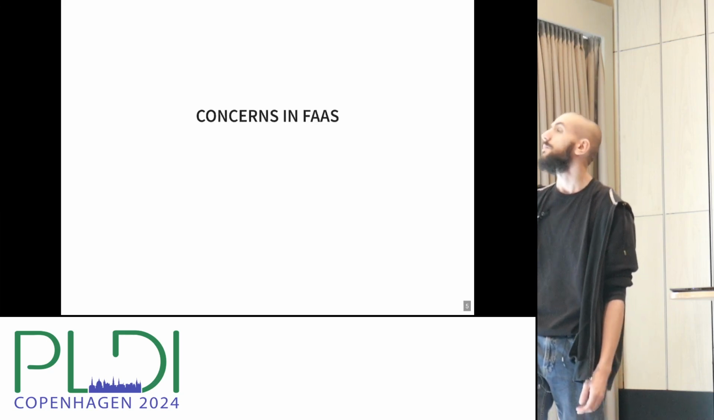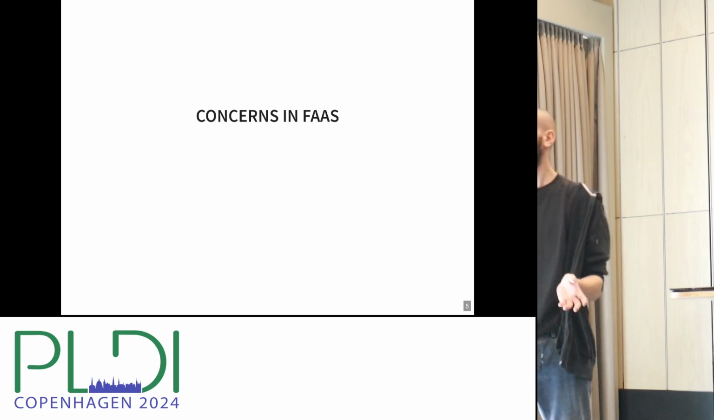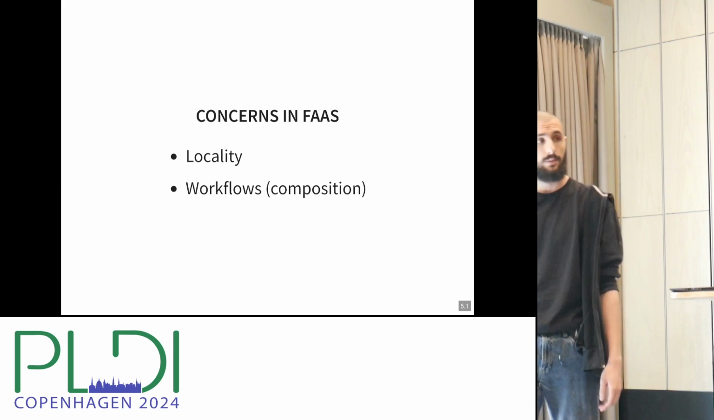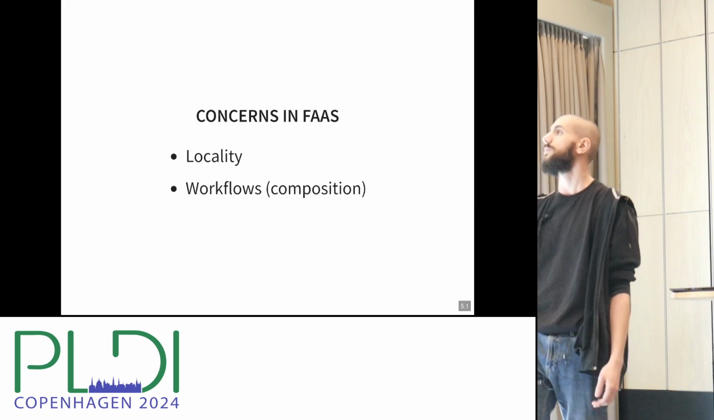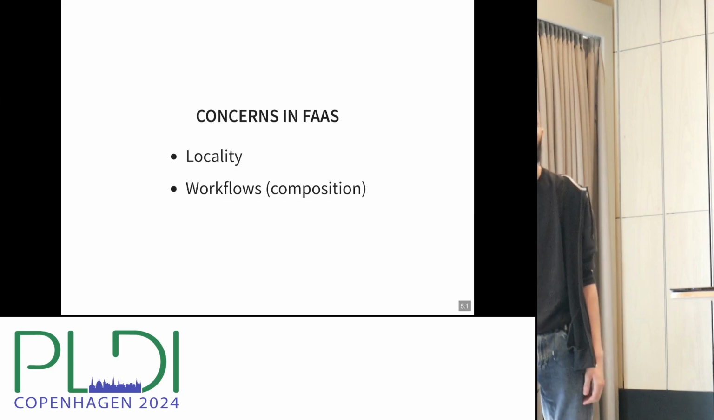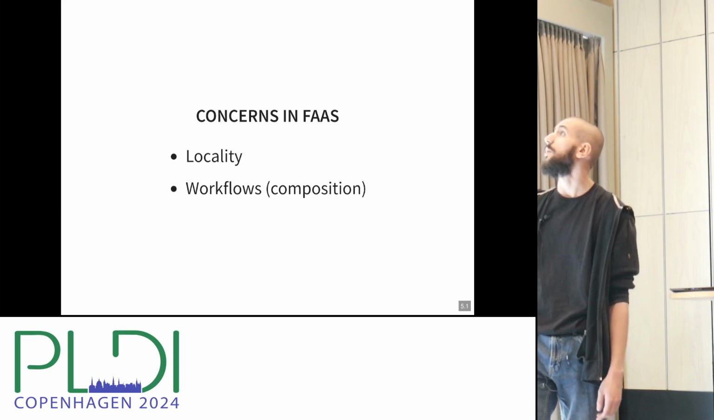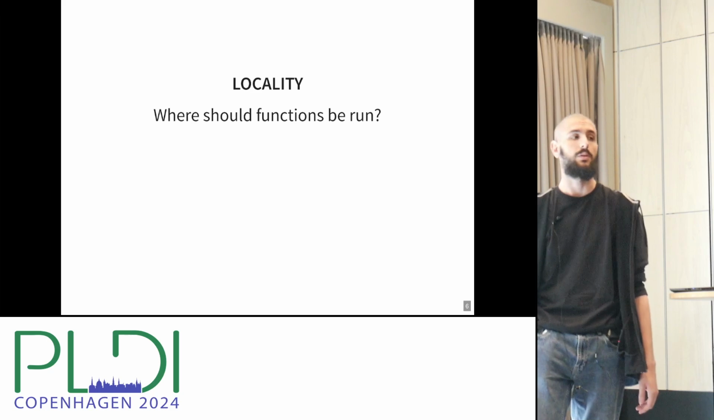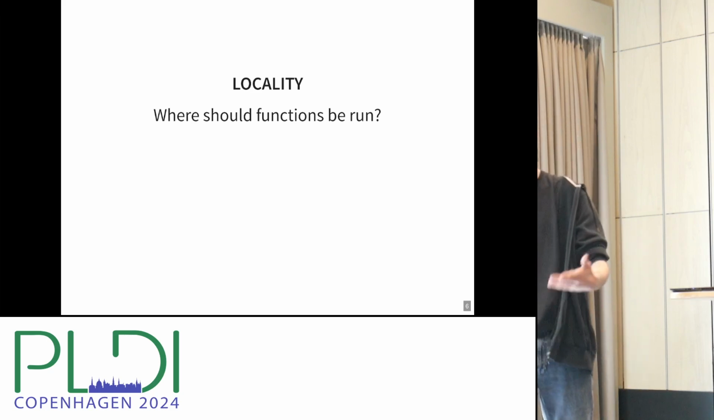Now, of all the concerns in function as a service, I will focus on two, and they are locality and workflows, where workflows is basically function composition in function as a service. Now, locality in function as a service boils down to where should functions be run? Where should the scheduler place the function, on which worker?